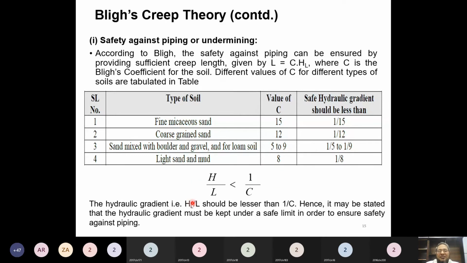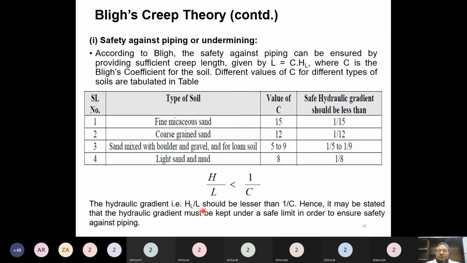Bligh says that the hydraulic structure would be safe against piping or undermining if H over L is less than 1 over C. What is 1 over C? 1 over C is the safe hydraulic gradient provided by Bligh, and H over L is the hydraulic gradient.